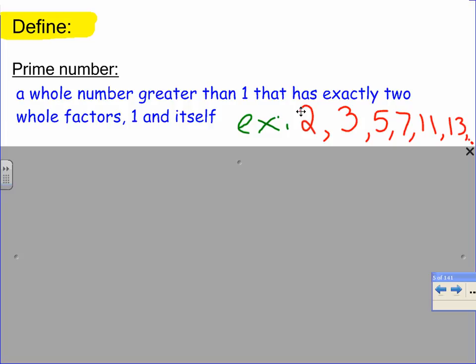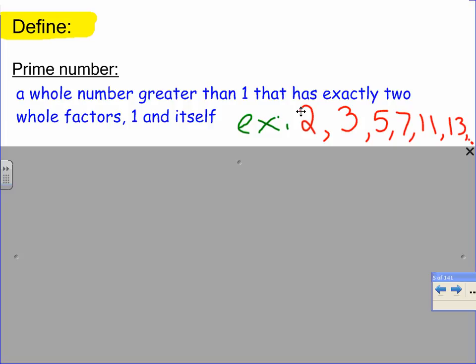No. By definition, Annalise, for the other one, it has to be greater than 1. A whole number that's greater than 1. It's just whoever discovered this years and years ago, they decided to make the definition of prime and composite a whole number that's greater than 1. So it's not 0, it's not 1. 1 is neither prime nor composite.